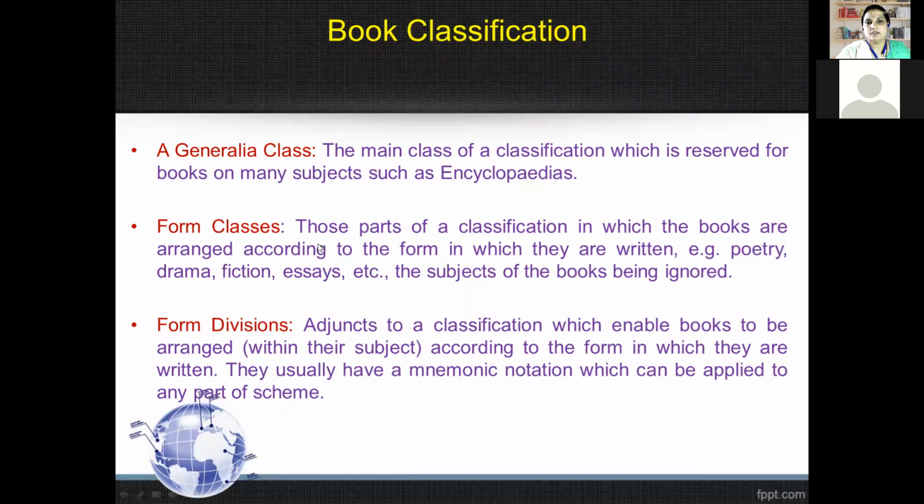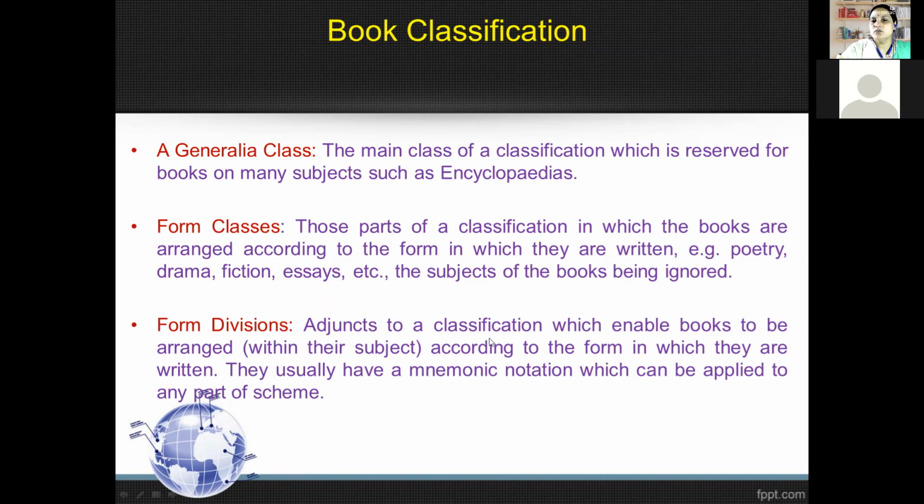Then the second thing is form classes, and form classes means those parts of classification in which the books are arranged according to the forms in which they are written. For example, fiction and non-fiction books like poetry, drama, fictions, essays. So the subject of the books is being ignored. So form classification will be there. Then form divisions will be there.